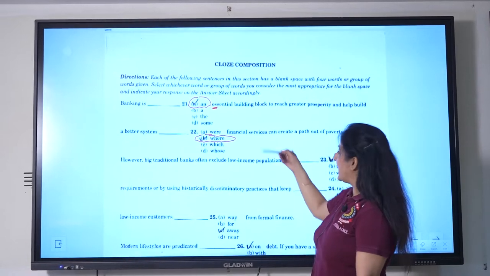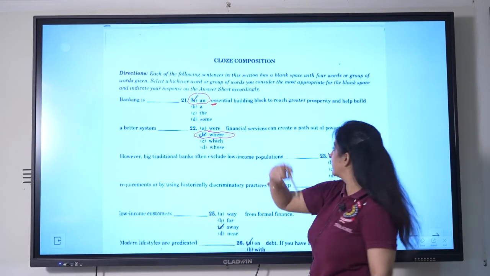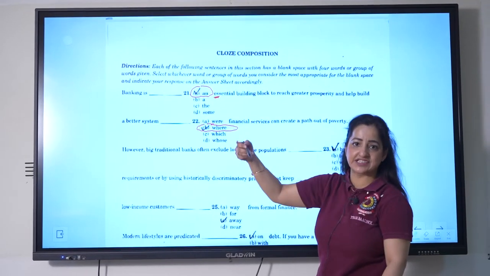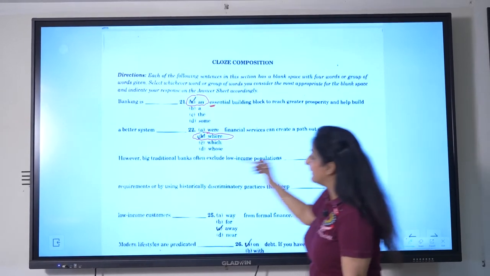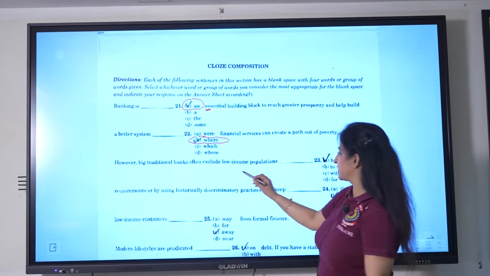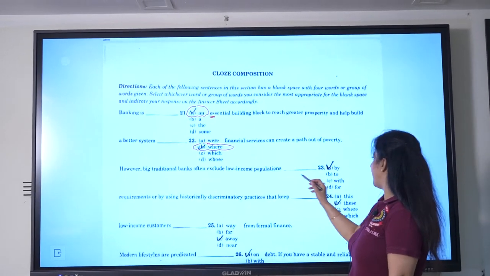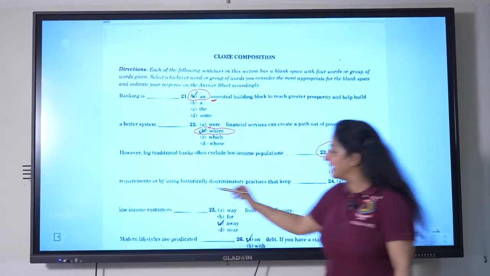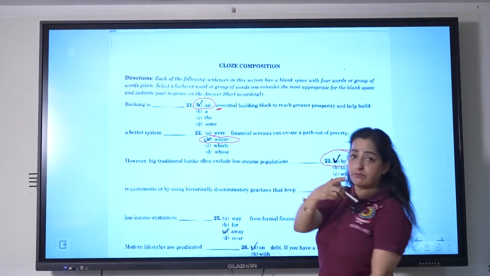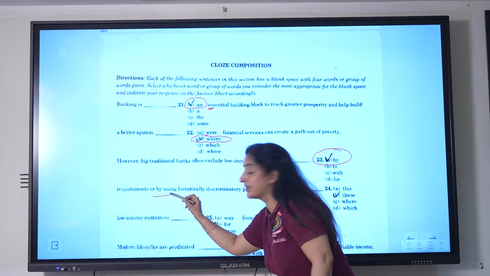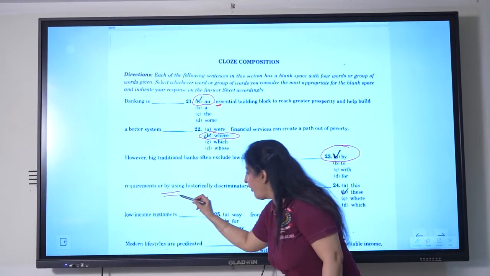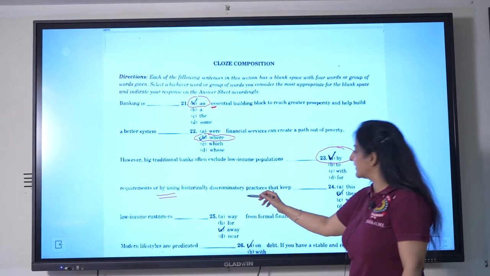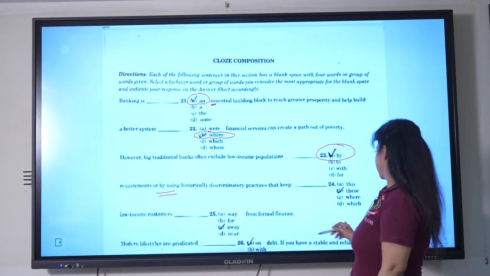Better system where financial services can create a path. A system where, which is why that's the answer. However, big traditional banks often exclude low income populations. Blank number 23, by requirements. Now, why by? If you notice, there's a hack over here. We've done this hack in classes. The word by is repeated: by using historically discriminatory practices.